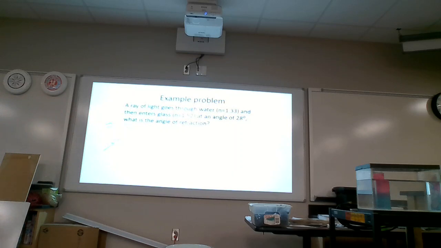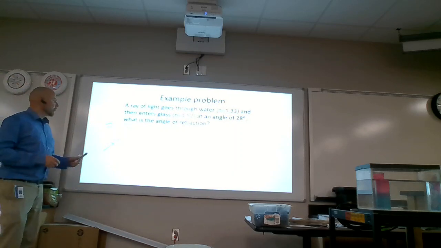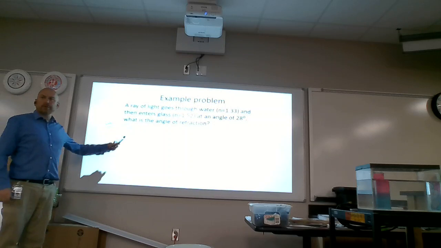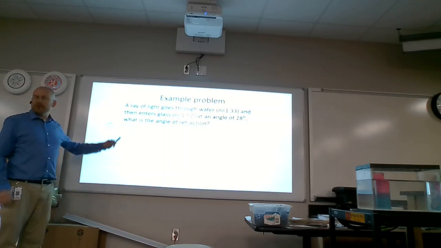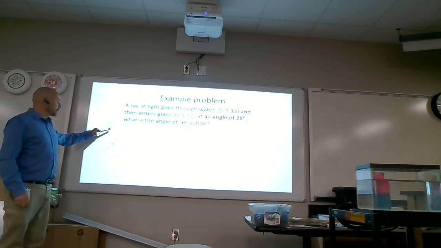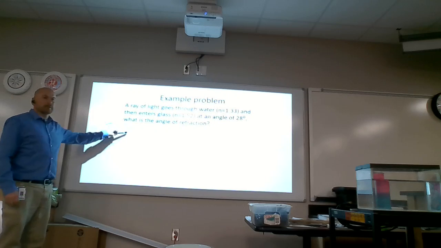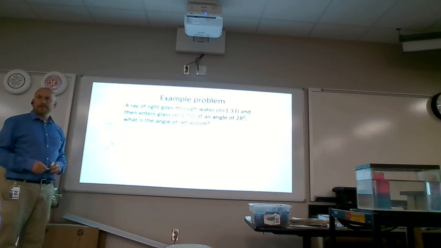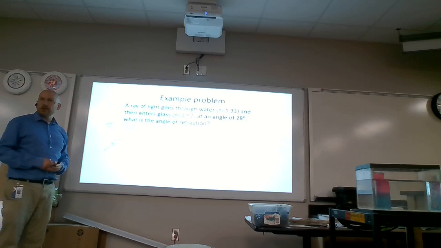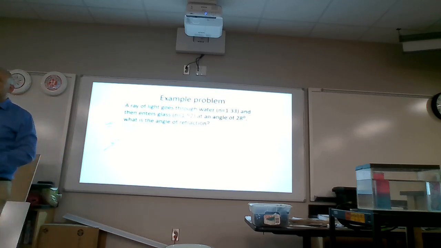As it goes from water into glass, it goes from a low index of refraction to a high index of refraction. It goes from fast to slow. So what do we anticipate this is going to do? Tell your neighbor: bend away from, or towards, the normal line.